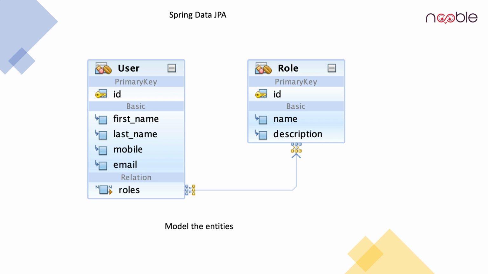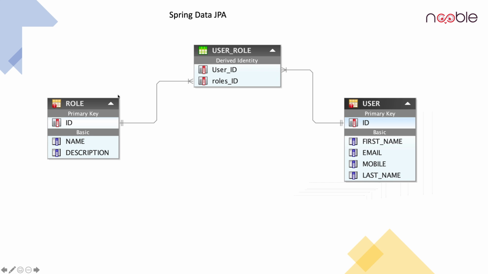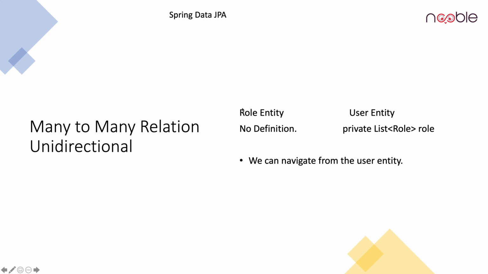Now let us see how the tables are created. You can see the role table with no definition of the user. Here you don't find any definition, but we have a mapping table where we have user_ID and roles_ID which are mapped. Now if you see here, we have the role entity with no definition, and the user entity will be defining it as private, a list of roles of type role. Now we can navigate from the user entity.